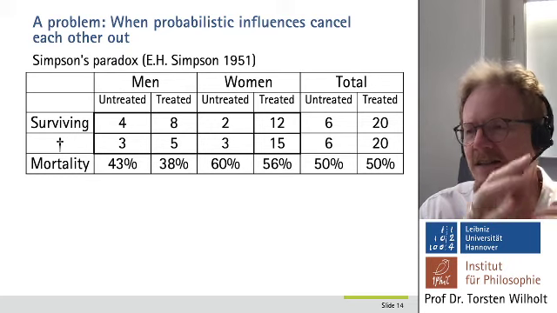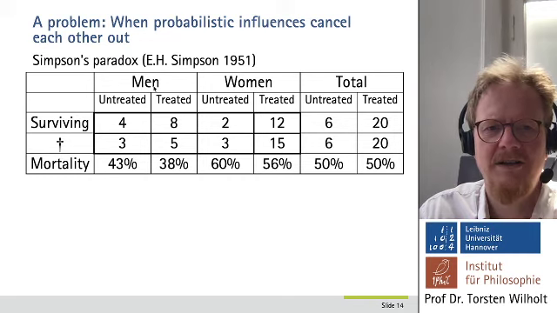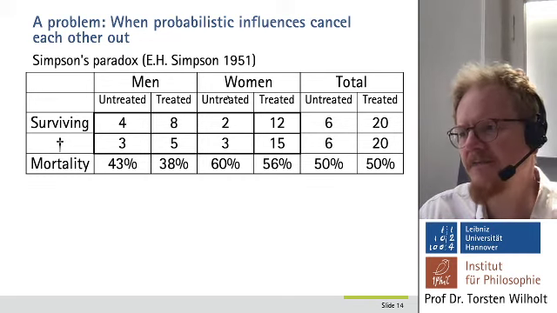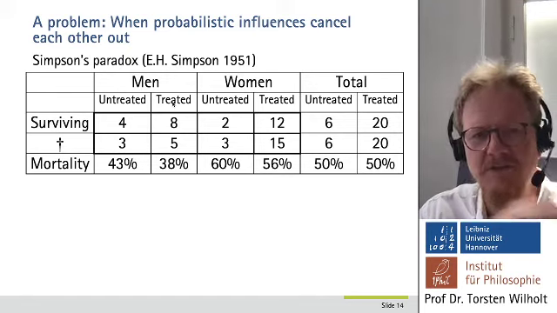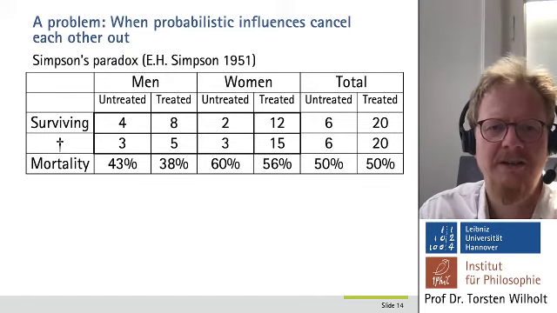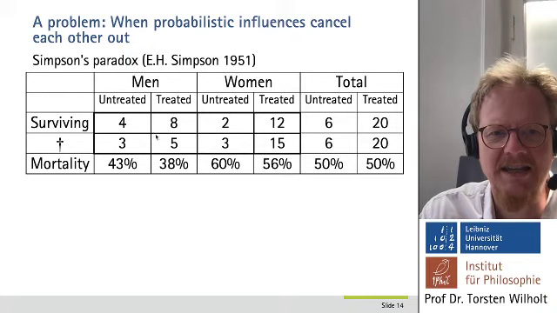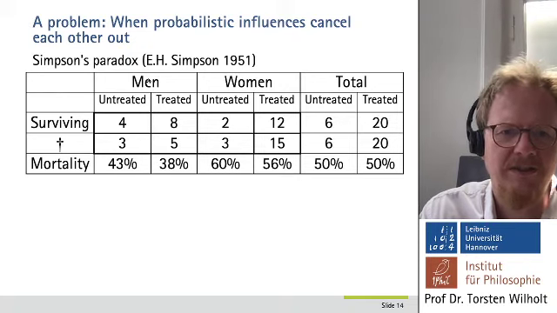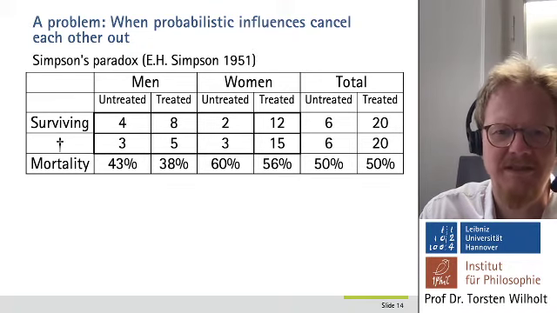And I've doctored these numbers in such a way that two effects exactly cancel each other out, or in a way, it's three effects, namely the sex of the patients, and whether they receive the treatment or don't receive the treatment. The way that these numbers work is, if you look at the men, among the treated men we have a mortality of 38%, and among the untreated, we have a slightly higher mortality, namely 43%.